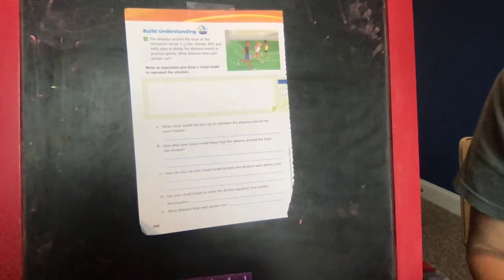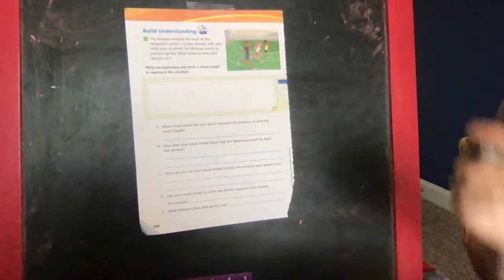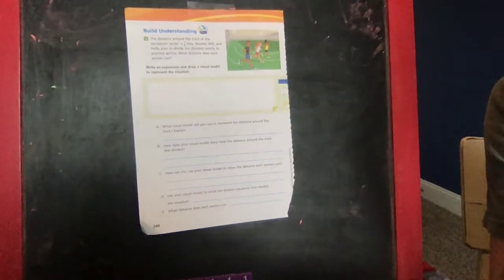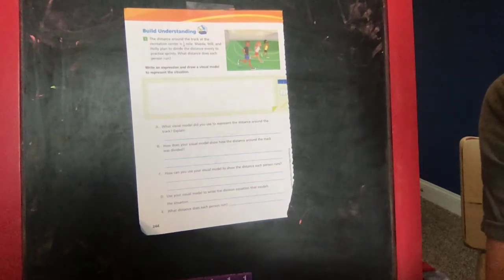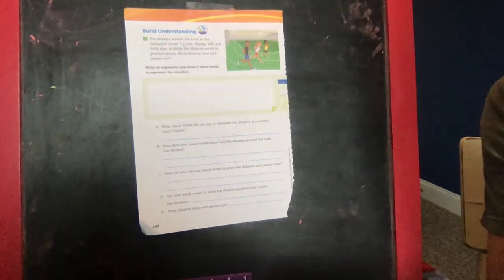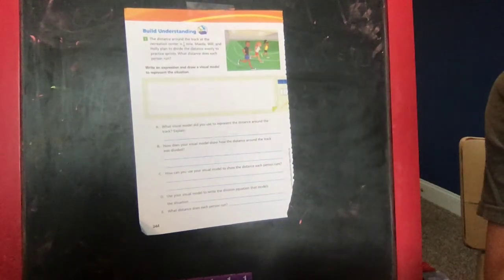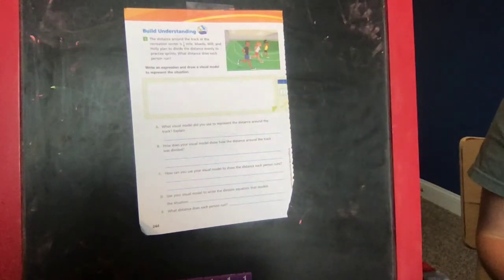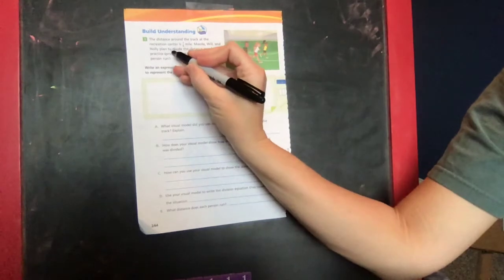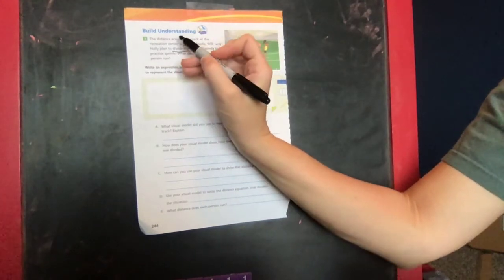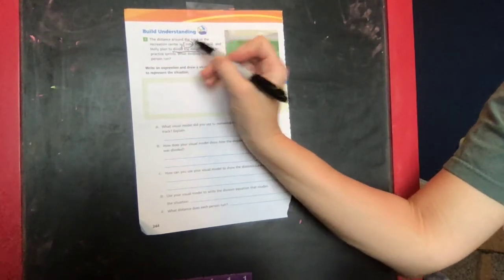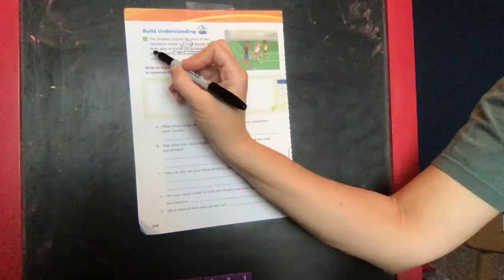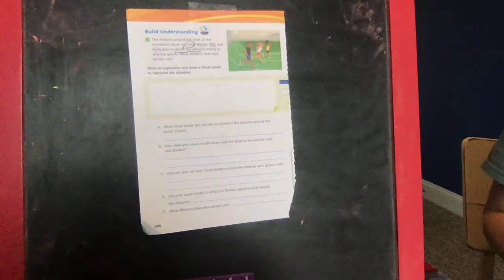The distance around the track at the rec center is 1/4 mile. Maida, Will, and Holly plan to divide the distance evenly to practice sprints. What distance does each person run? So it tells us here that they're dividing the distance. The distance is 1/4 of a mile, and there's Maida, Will, and Holly. What distance does each person run?